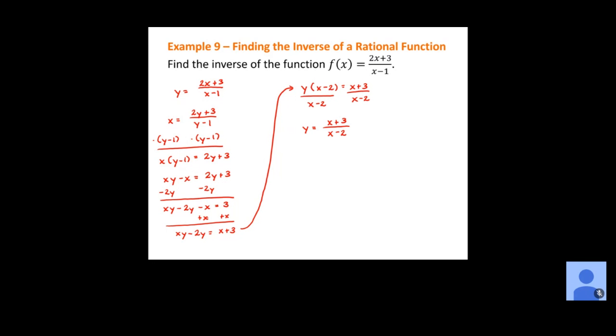Once we've got y by itself, now we're done. That is our inverse, so I'm going to label it that way. This is f inverse of x is equal to x plus 3 over x minus 2, and this is our final answer now.